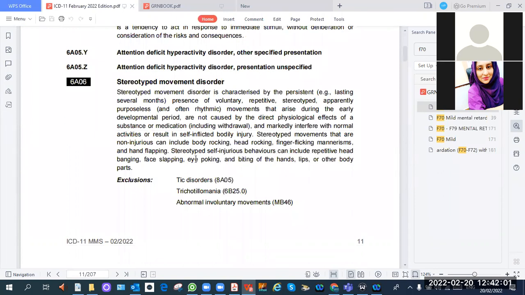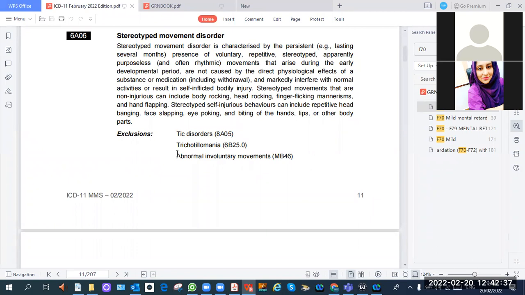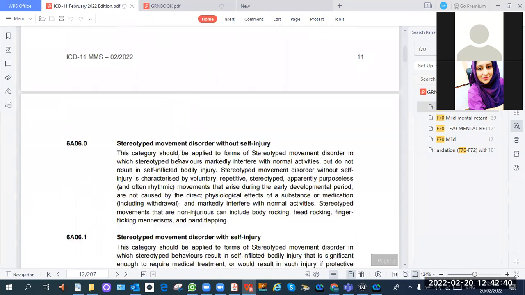Stereotyped movement disorder. Again, it was something else, but now exclusions are tic disorders, trichotillomania. It was only described in the context of autism that stereotyped movements can occur. But now you can have an additional category of stereotyped movement disorder, without self-injury, so they are different to the tics.